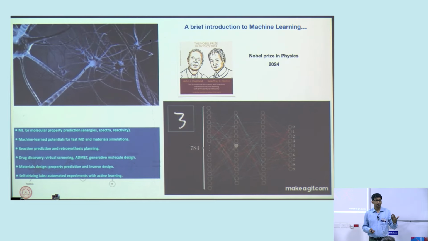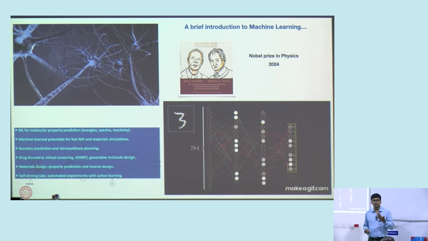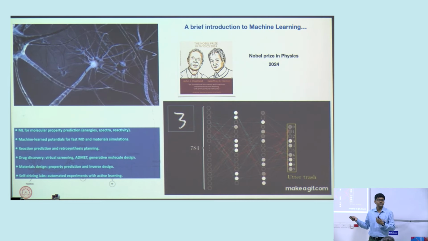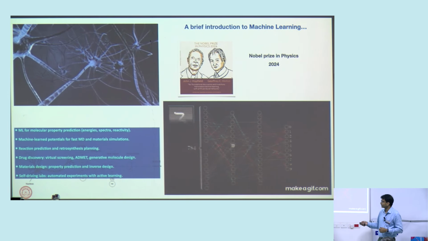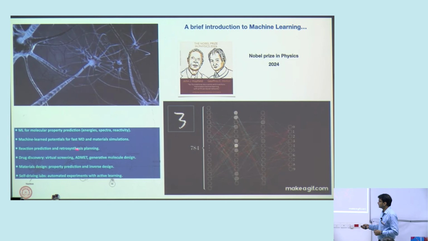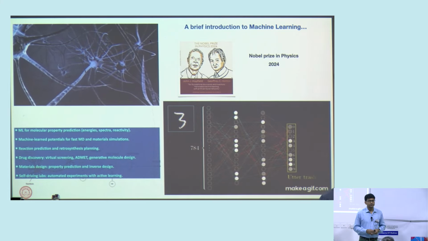The COVID medicine came within a few months. It's only possible because of these machine learning models, which would otherwise take 10 years. That's the impact of AI. We can think of retrosynthesis planning.